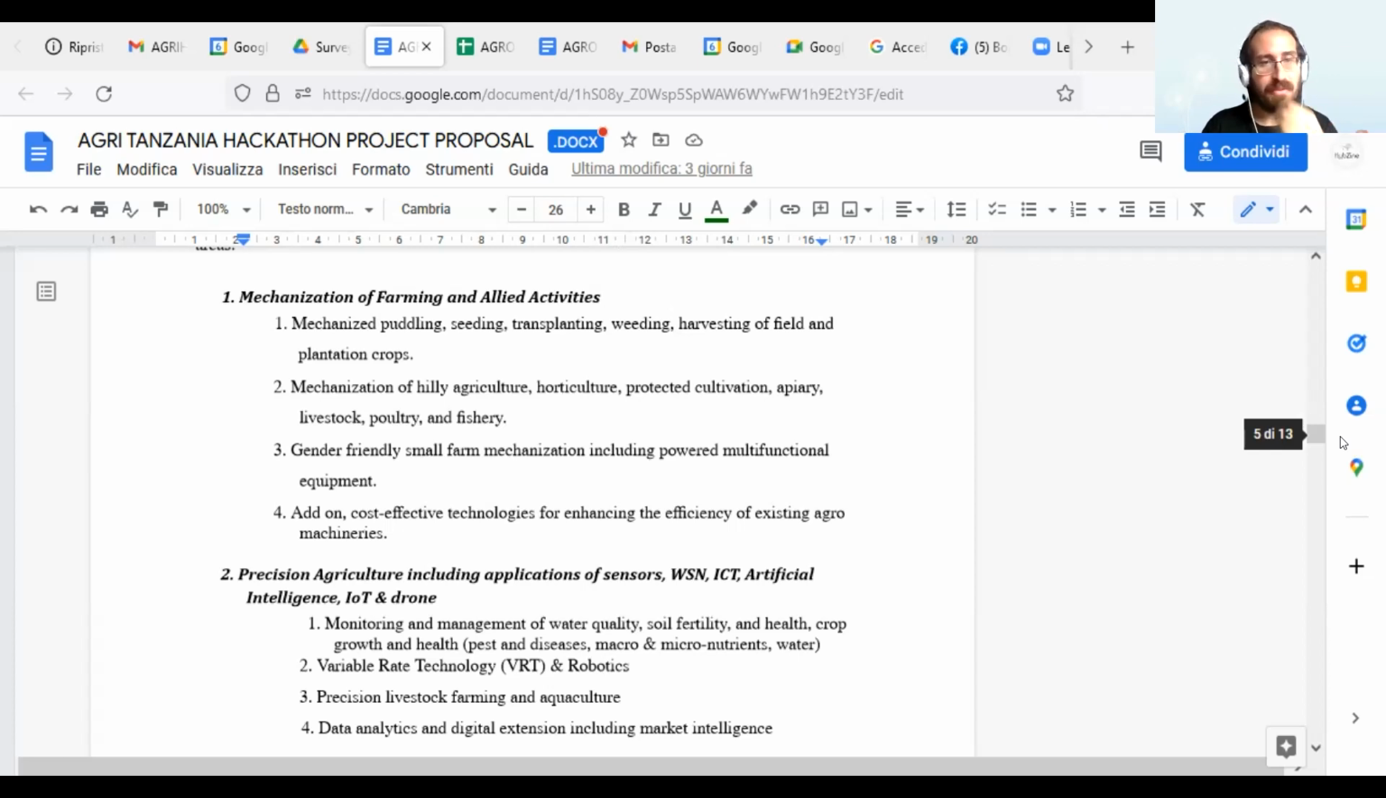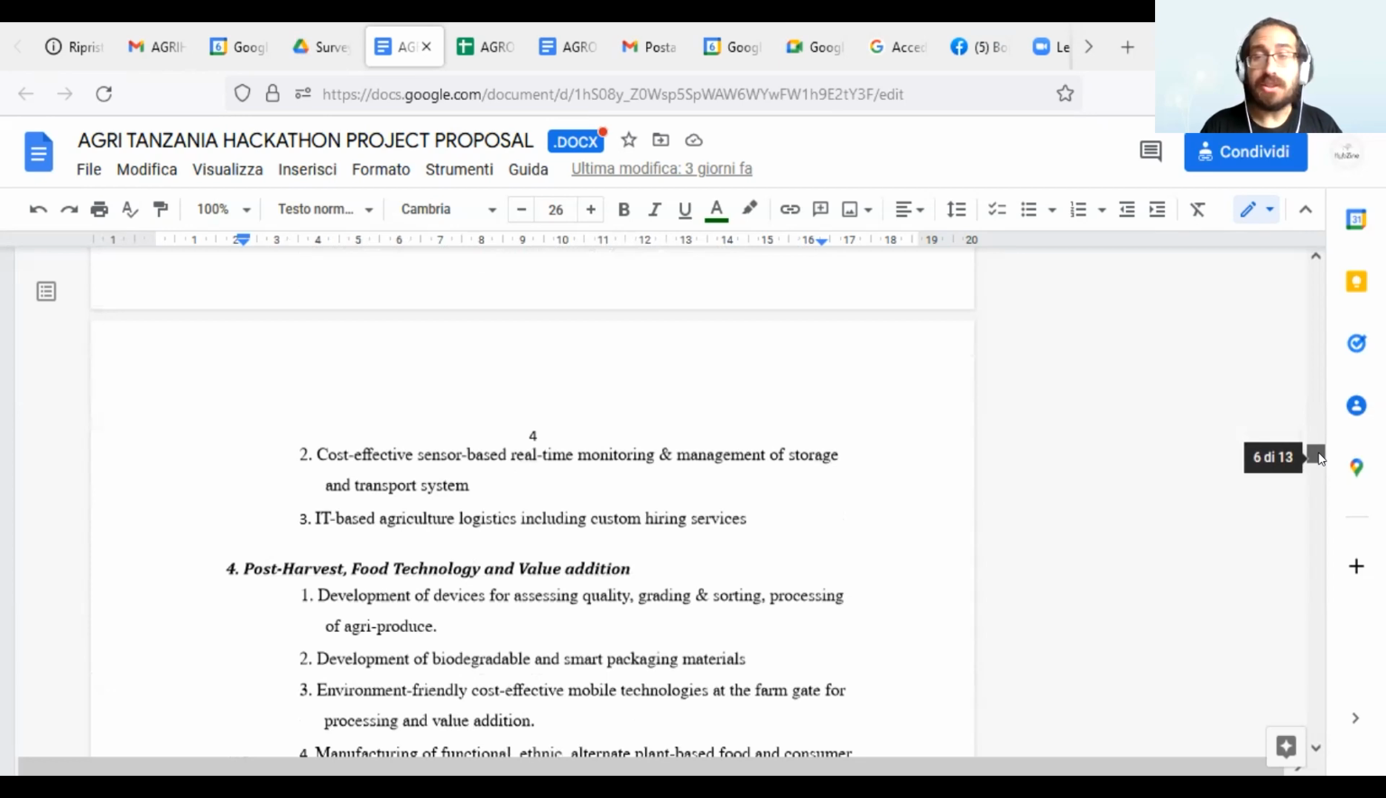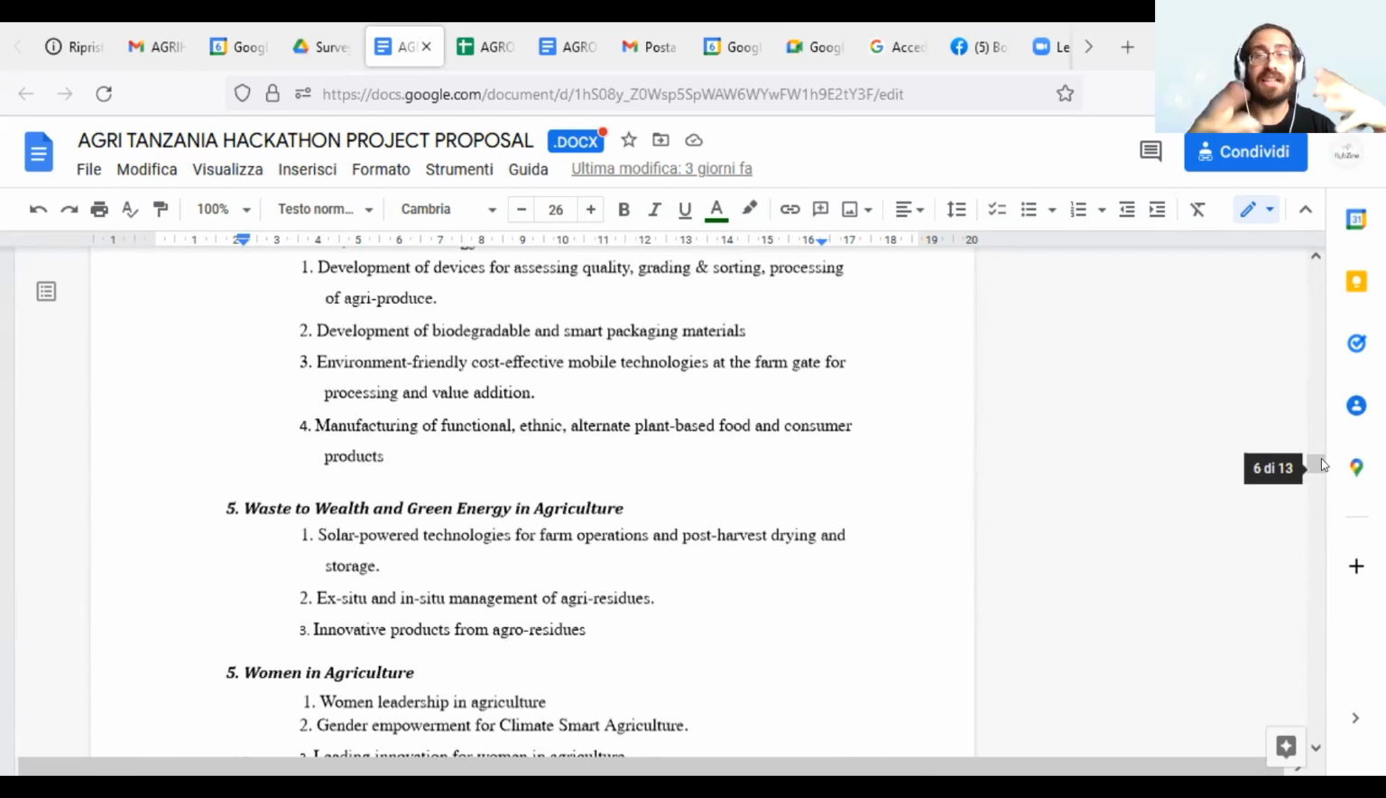You can see here some of these challenges, like mechanization of farming, precision agriculture, and ICT and IoT, something we saw also today on how to use ICT and IoT. Supply chain and agricultural logistics are very important. We addressed also in some steps of Santosh's presentation the importance of reaching the markets and understanding a better work chain for agriculture, post-harvesting, and so on. For all the elements of the agriculture world, we want to propose solutions.